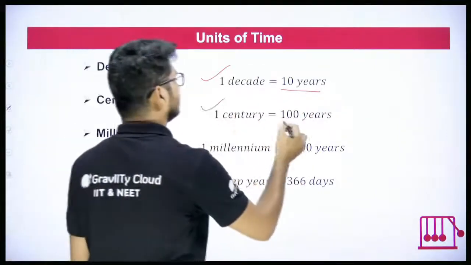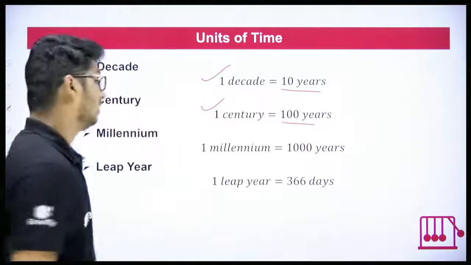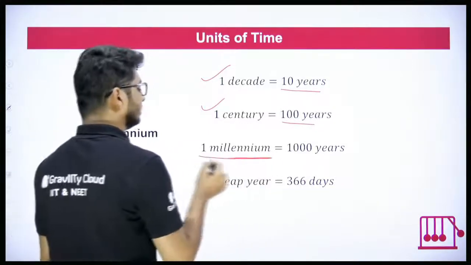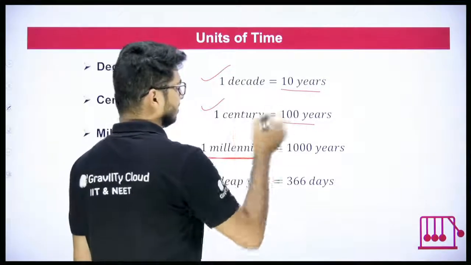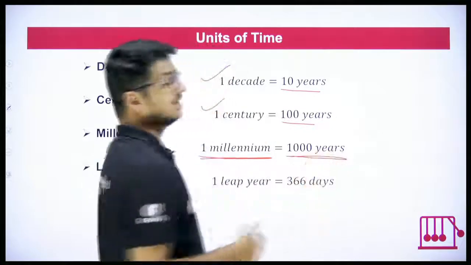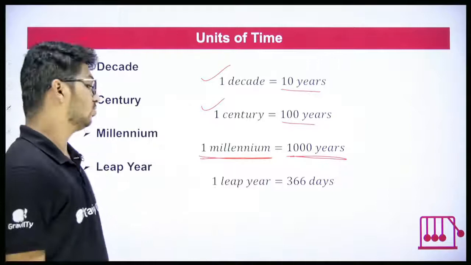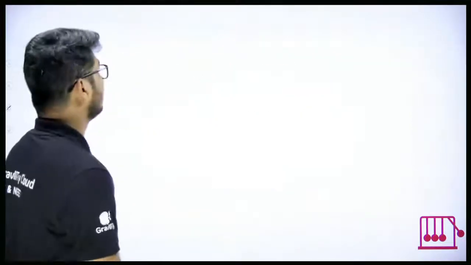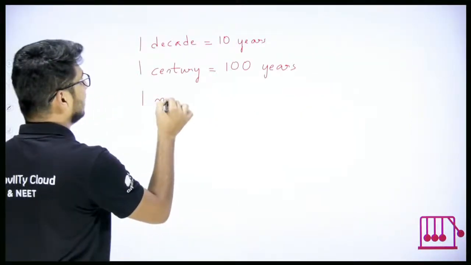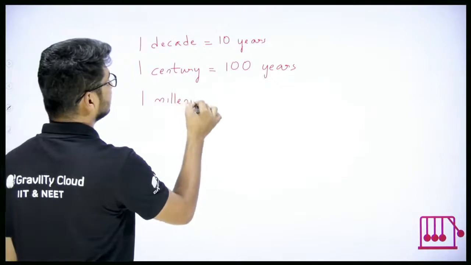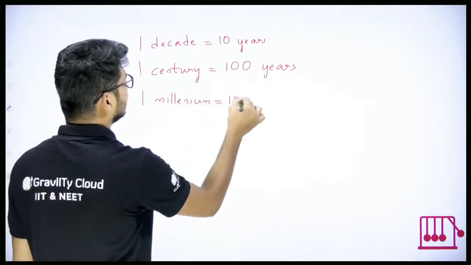1 century is 1000 years. Then you have 1 millennium. What is 1 millennium equal to? Sorry, 1 century is 100 years. But 1 millennium is equal to 1000 years. That's important. 1 millennium is 1000 years.